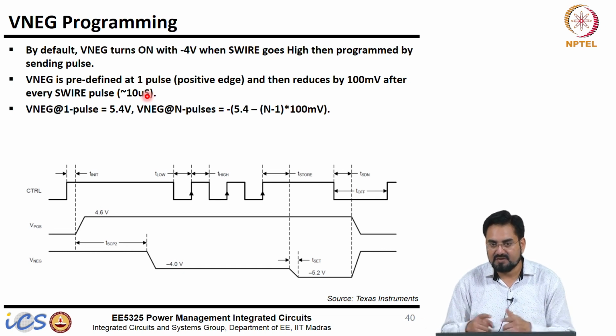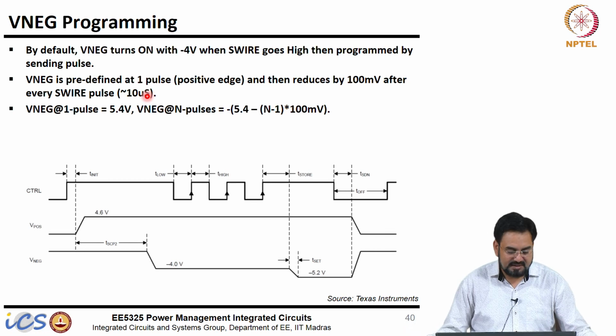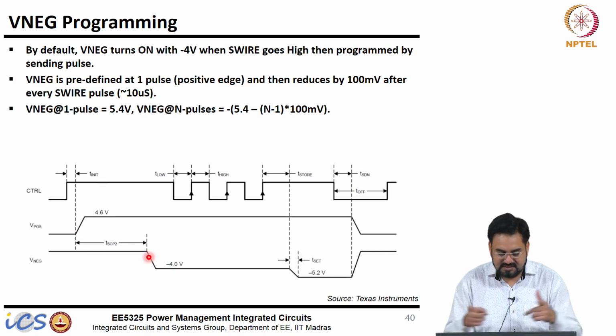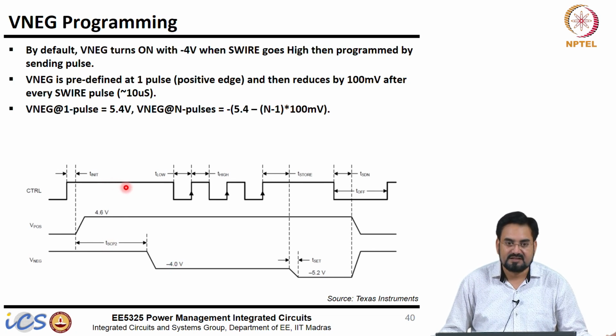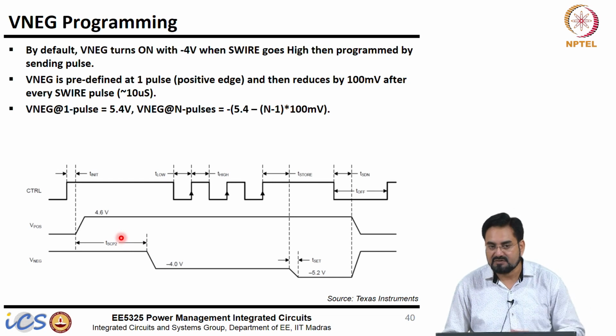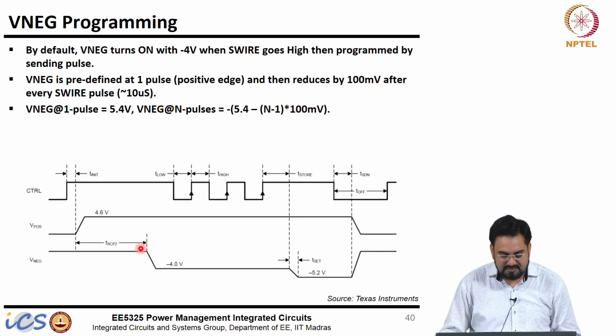So, by default we know it will go to minus 4 volt, and there is one more thing, actually. We know the positive voltage and negative voltage have a roughly 10 millisecond delay. Before the positive edge comes, if you do not do any programming, then by default it will go to minus 4 volt. But let us say you send some pulses in between before it comes up, then it will take the new value. So, you can program it before it starts. If you do not want it to go to minus 4 volt, you can do that as well.